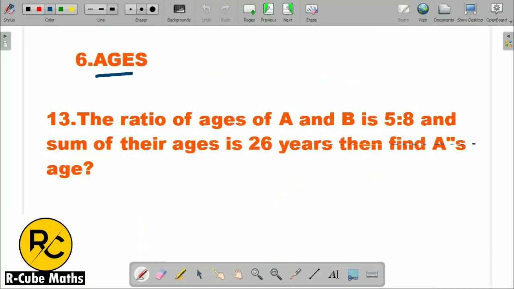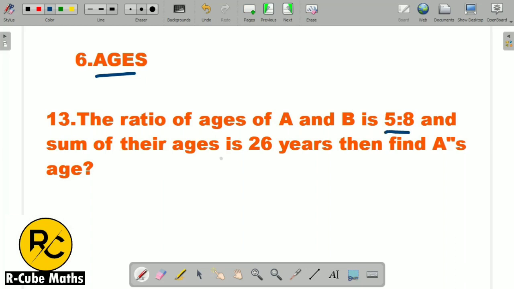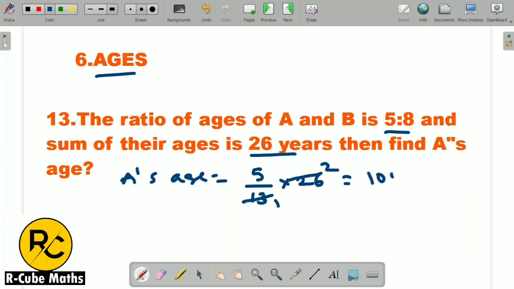Right, next question. Now a question on ages. The ratio of ages of A and B is 5 is to 8 and the sum of their ages is 26 years. Then find A's age. So the ratio of A and B's ages is 5:8, and the sum of their ages is 26 years, then how old is A? So very simple. A's age is 5 equal parts out of 5 plus 8, 13. The sum of their ages is 26. 13 ones, 13 twos, 5 twos are 10 years. So A's age is 10 years. Very simple question. Right, next question.